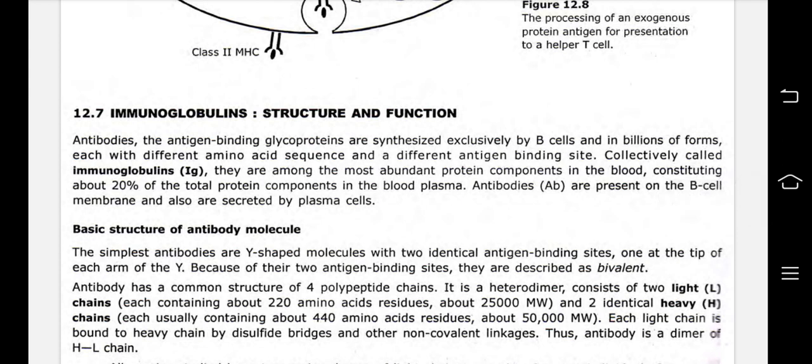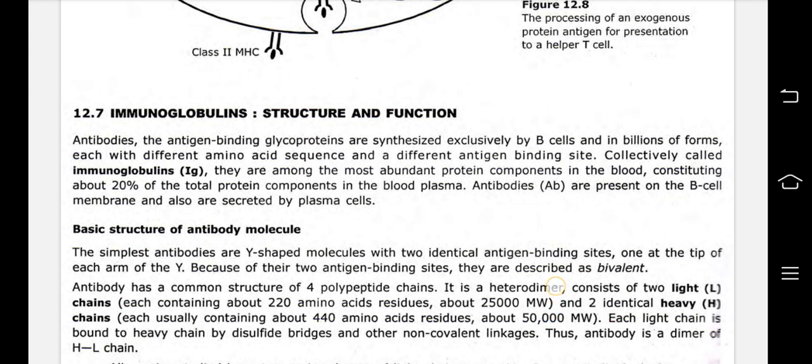Next major topic is about immunoglobulins, structure and function. Antibodies, the antigen binding glycoproteins, are synthesized exclusively by B cells and in billions of forms, each with different amino acid sequence and a different antigen binding site. Collectively called immunoglobulins or Ig, they are among the most abundant protein components in the blood, constituting about 20% of the total protein components in the blood plasma. Antibodies are present on the B cell membrane and also are secreted by plasma cells.